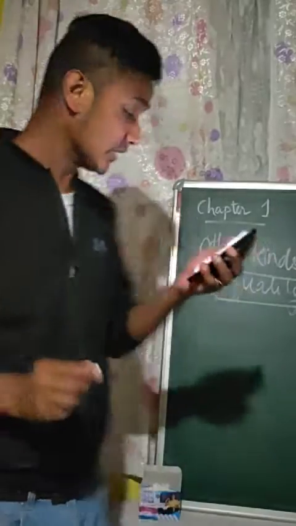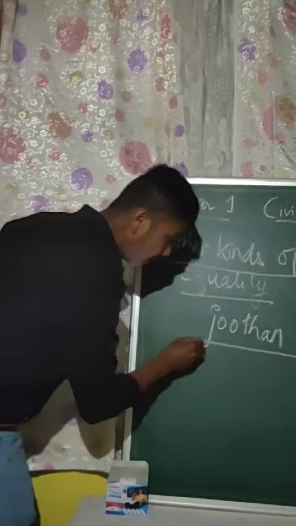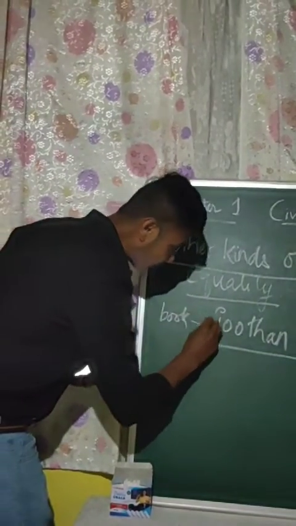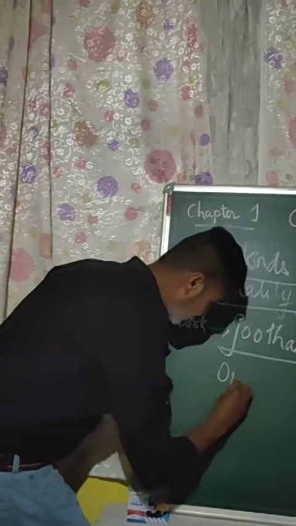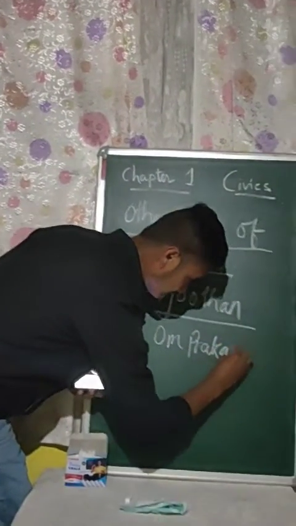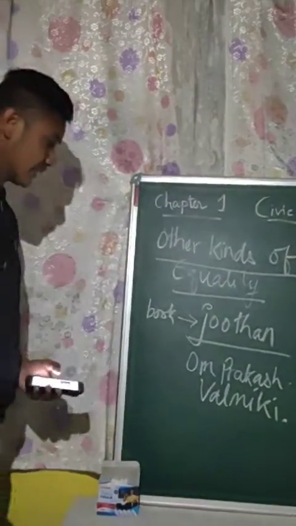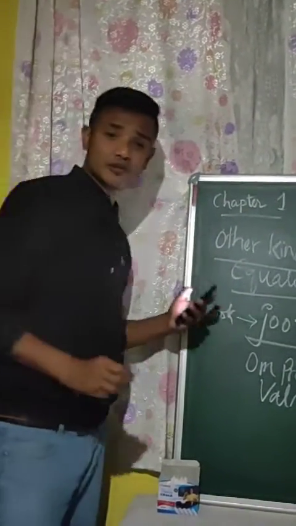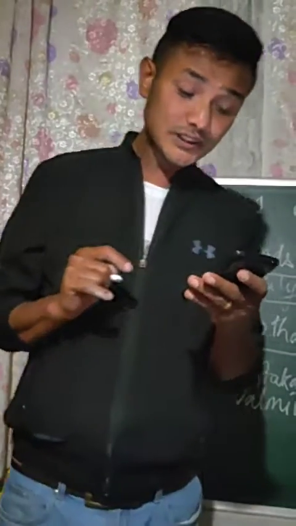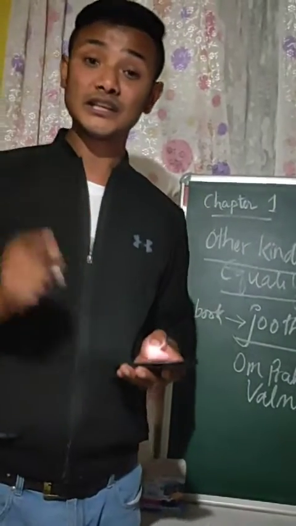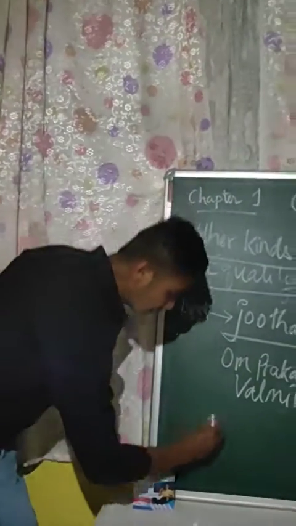And there is a great book which is called Joothan. Okay, name of a book. The writer of this book, the one who wrote this book, was Om Prakash Valmiki. Now there is another incident, let me tell you an incident rather than a story, which is written by Om Prakash Valmiki. And Om Prakash Valmiki is a writer who belongs to a caste which is called Dalits.